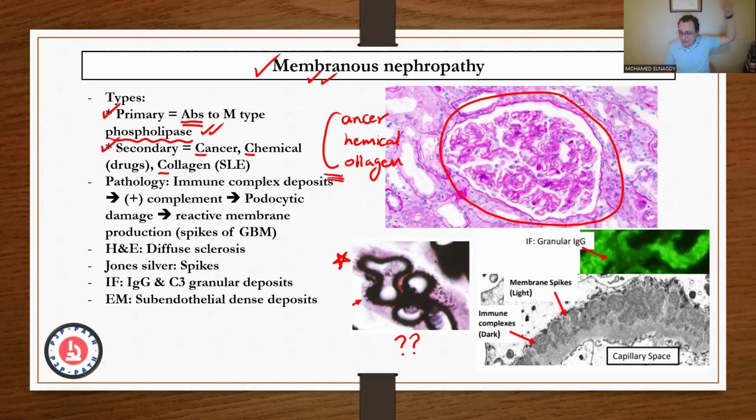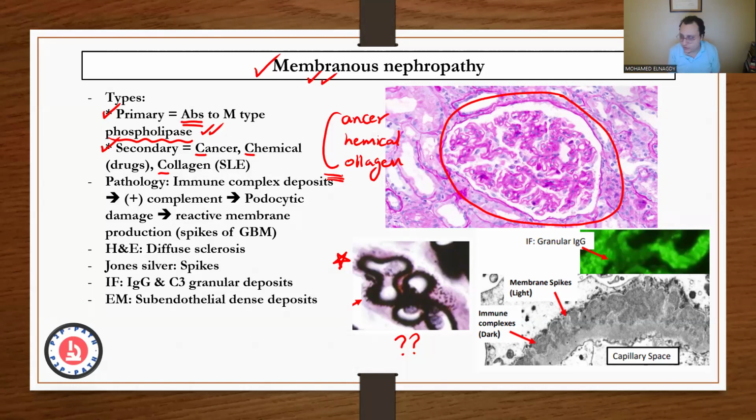Cancer, chemical, collagen: the autoimmune hemolytic anemia. You know the autoimmune hemolytic anemia? Which one, the cold type or the warm type? Anybody remember? The warm type, yeah. The warm type autoimmune hemolytic anemia also happens due to cancer, chemical, and collagen.